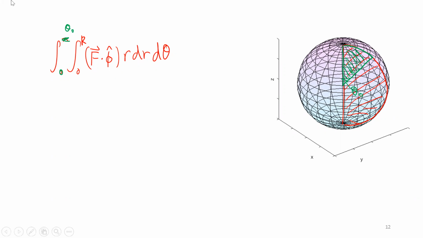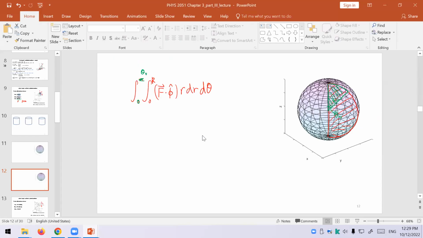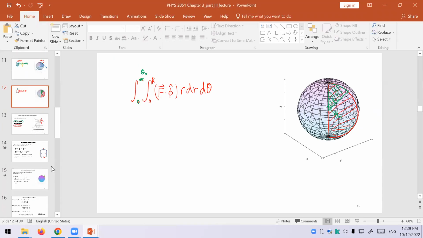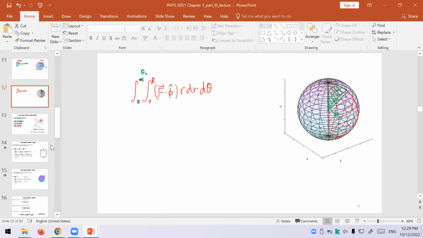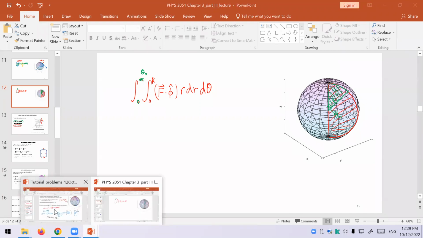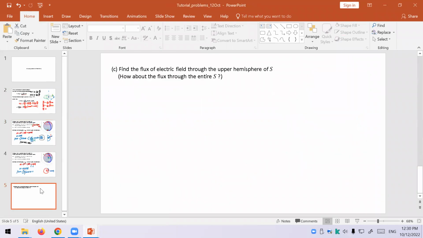Okay, so now let's take a break. I'll show you two more examples, and then you work on part C in the tutorial problem.